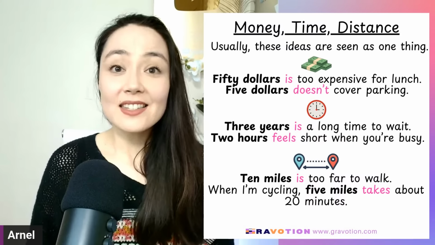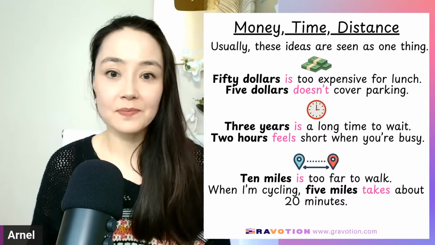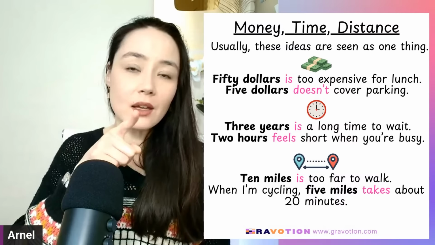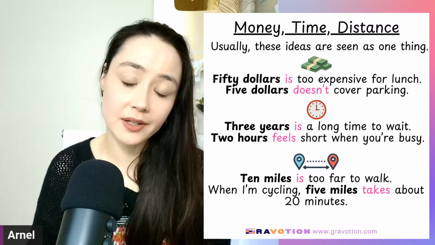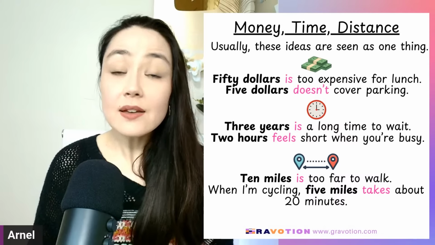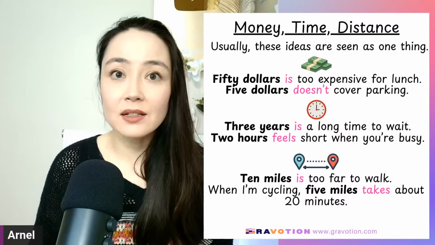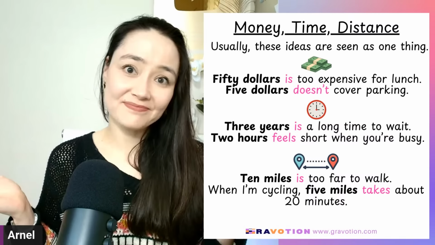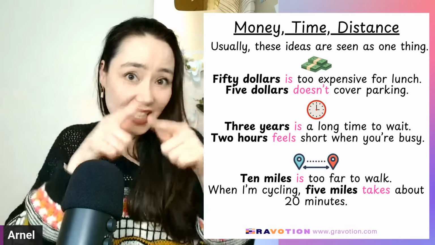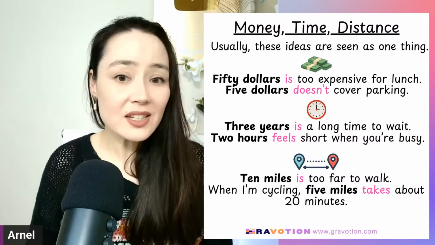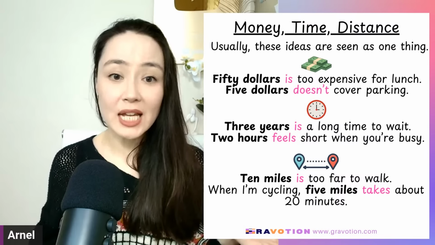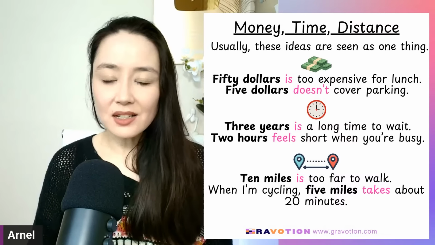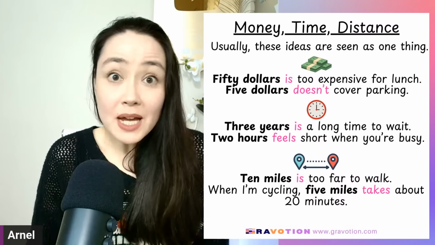Money, time, distance. Usually these nouns are seen as one thing, even though they look plural. $50 is what? $50? That's plural. It's a unit of money. It's one group. $50 is too expensive for lunch. $5 doesn't cover parking. I need more money.